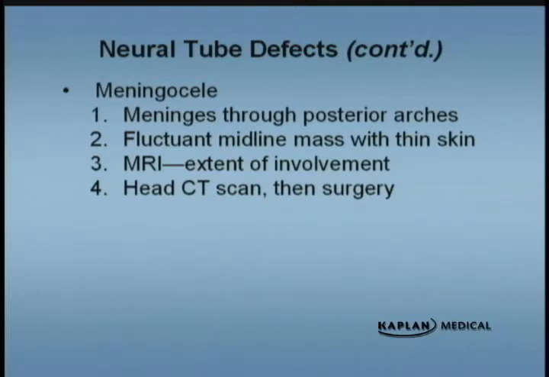The meningocele, the meninges actually will protrude through that defect in the vertebral arch. It'll be a midline mass and a very thin skin. These patients need MRIs. That shows you the extent of the involvement. They also need a head CT scan because many of these patients have hydrocephalus, and then they eventually need surgery to close up the defect.